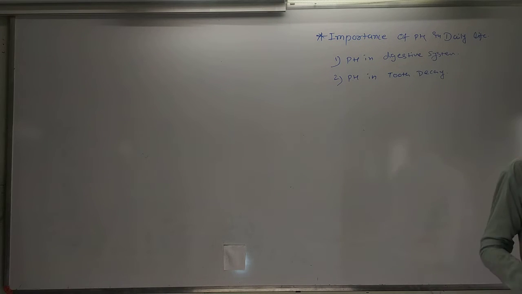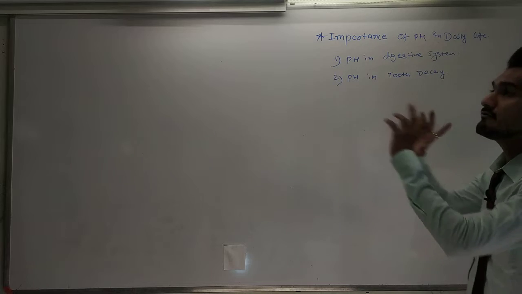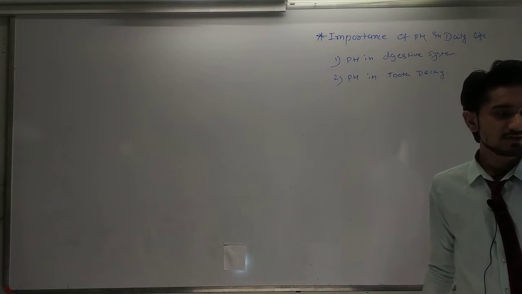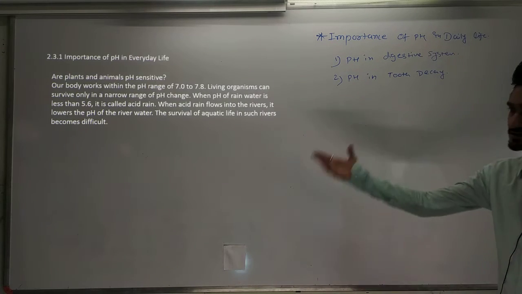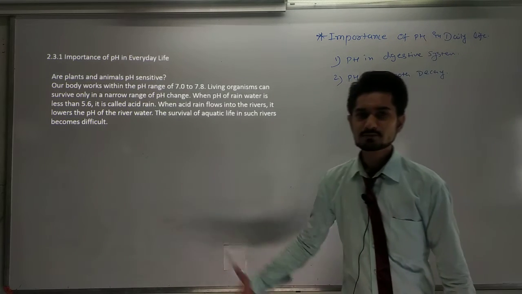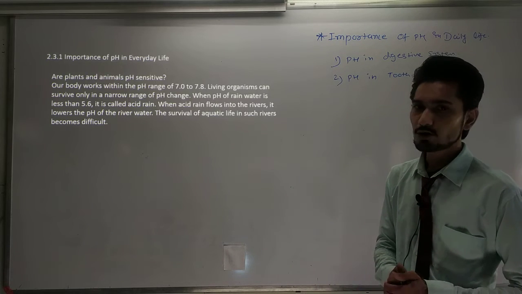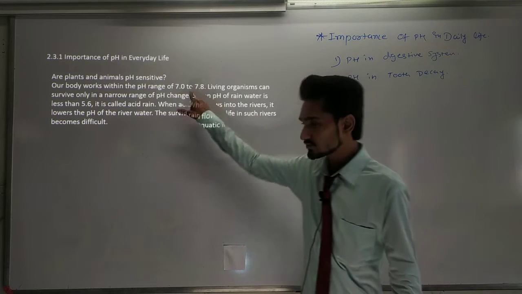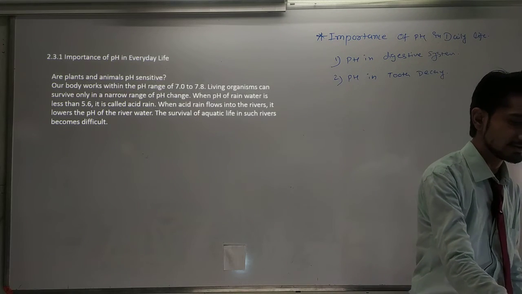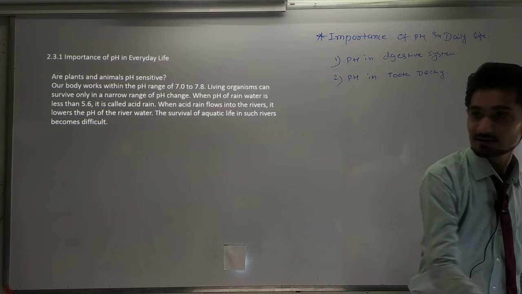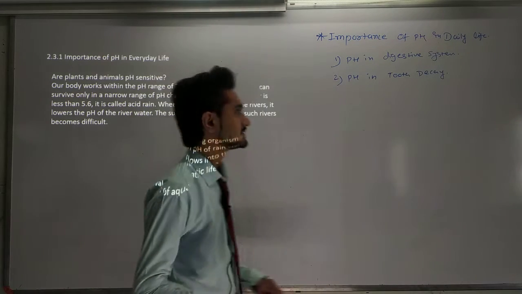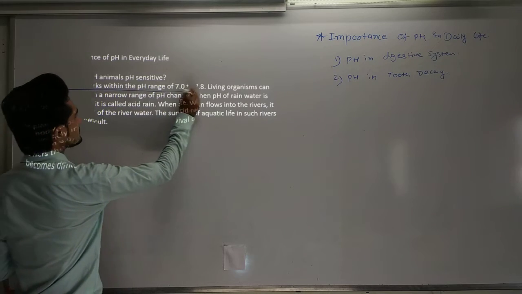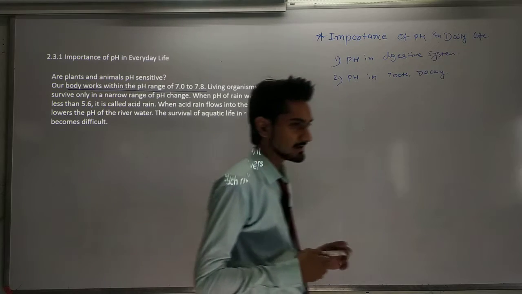So first we are going to see the importance of pH in everyday life, whatever changes we are studying. And so here comes the first topic, importance of pH in everyday life. Our body works within a pH range of 7 to 7.8. This is the first question that will be very, very important, because sometimes it will be asked in the examination. Body works within a pH of 7 to 7.8.